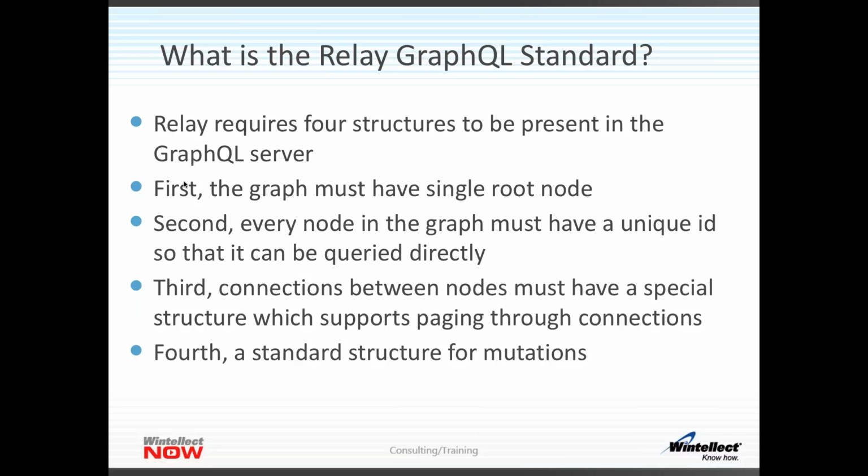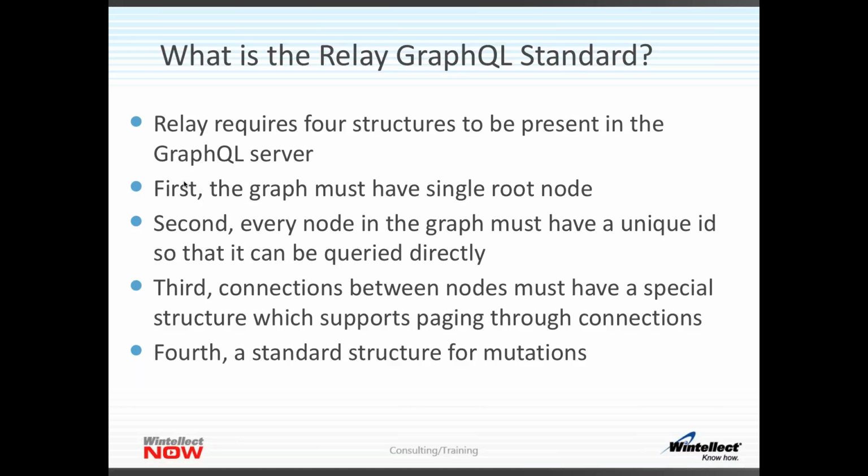So let's talk a little bit about the Relay GraphQL standard. This is quite important, especially since you'll be implementing your own GraphQL servers. Basically, Relay expects your GraphQL server to have four different structures. One is that there has to be a single root node. In our GraphQL implementation, we had multiple root nodes: a root node for books, a root node for authors. In Relay, all of those top-level nodes would be placed under one additional single top-level node. Sometimes people call that the viewer node. You put all of your stuff under that one top-level node, and Relay will operate off of that one top-level node.